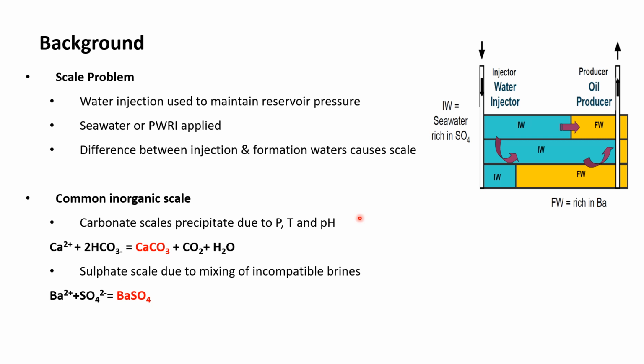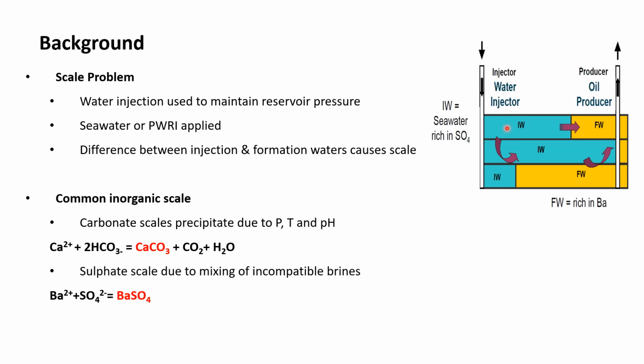Here, there are two common inorganic scales. First is carbonate scales, precipitated due to the change or difference in pressure, temperature, and pH, for example calcite, CaCO3. The other type is sulfate scale, due to the mixing of incompatible brines, for example barite, BaSO4. This figure shows the mechanism of the injection water.